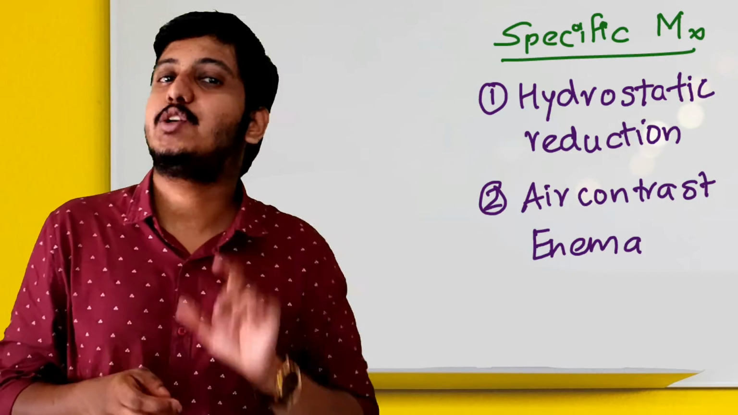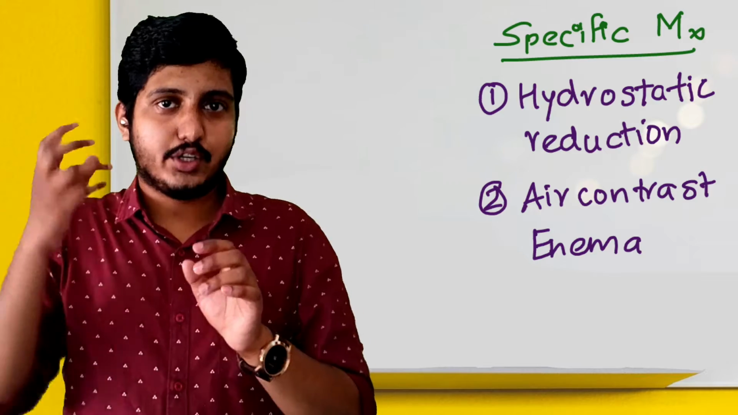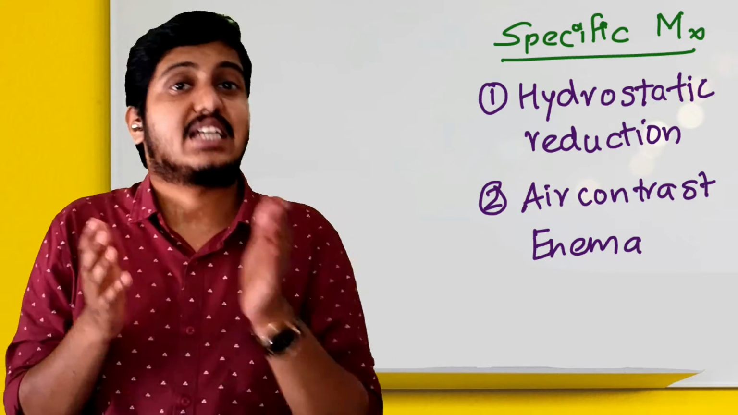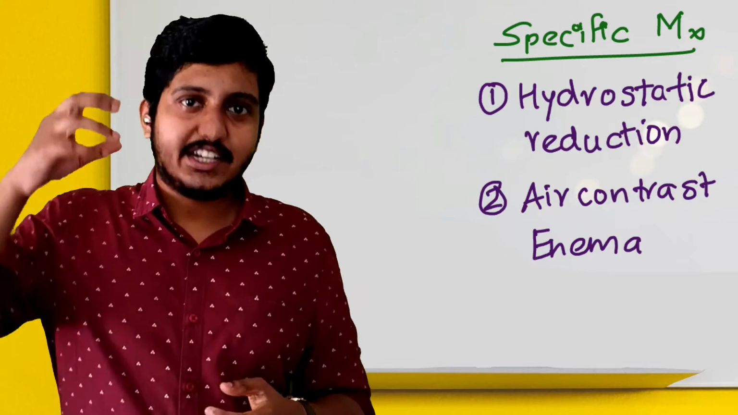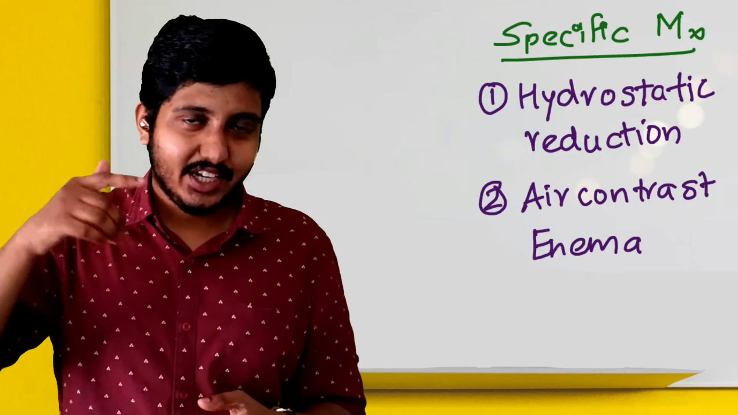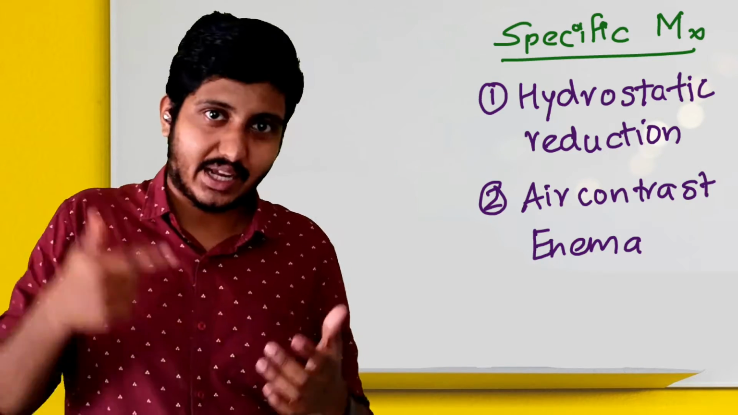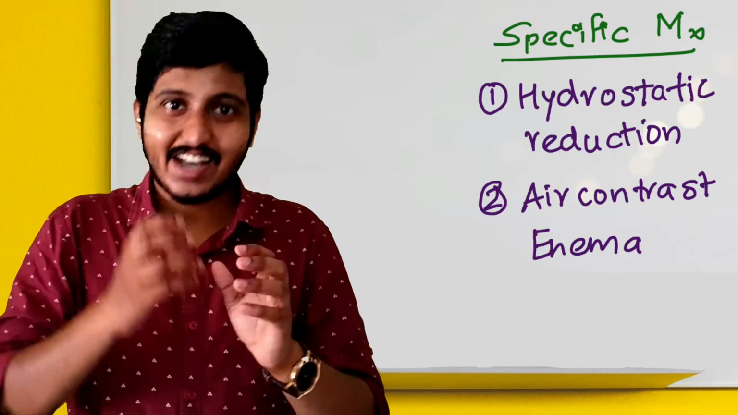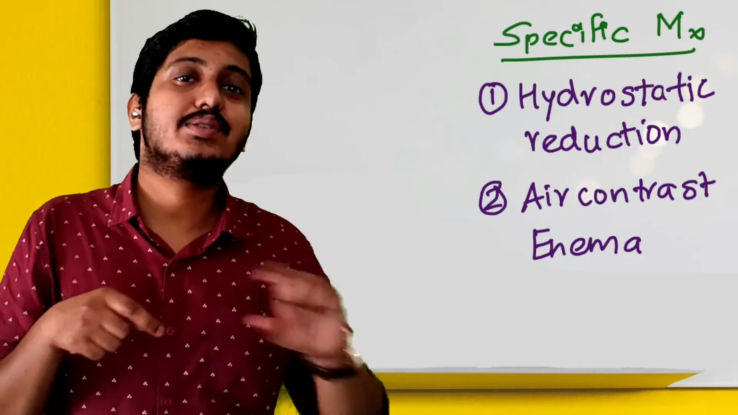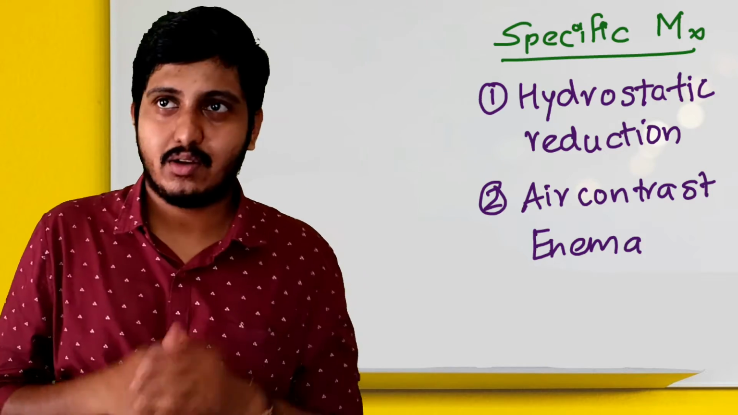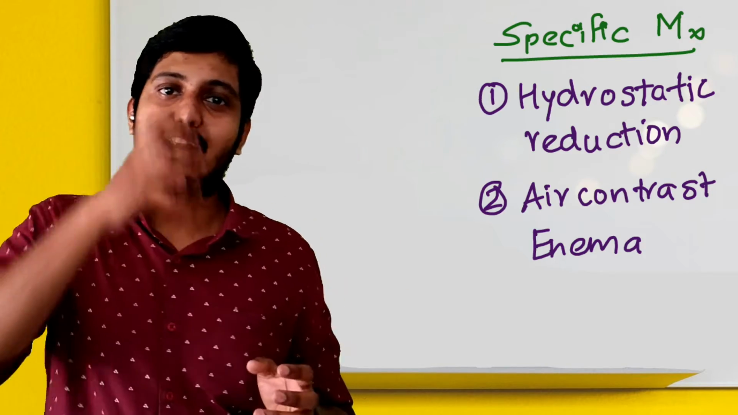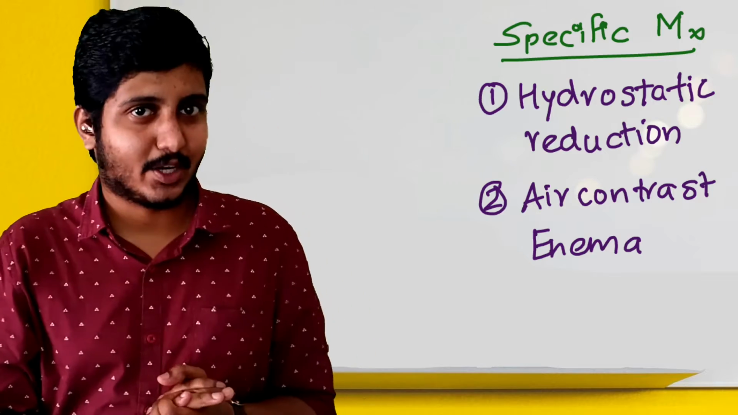The first one is hydrostatic reduction. Usually we use 1 to 2 liters of saline or barium sulfate solution, a 1:3 barium sulfate solution. It is poured through a catheter directly into the bowel through the rectum, and the pressure exerted by this fluid helps in reducing the intussusception. Another method of reduction is air contrast enema. Here the air is pumped in at a pressure of 60 to 80 millimeters of mercury.